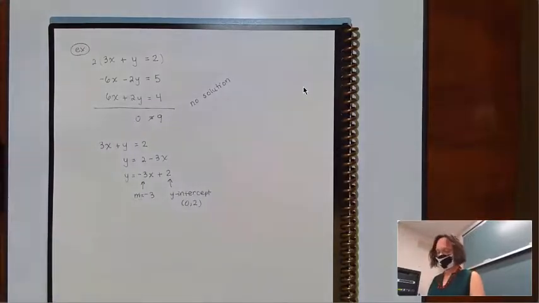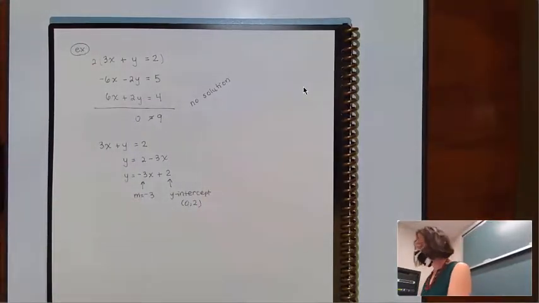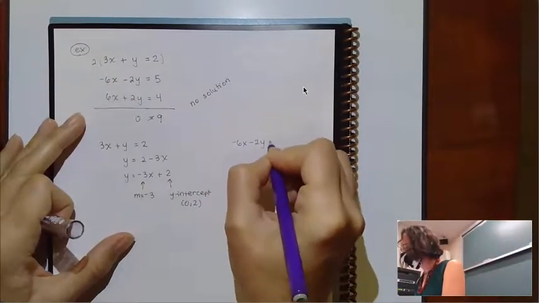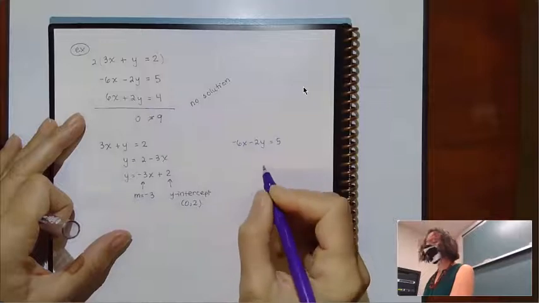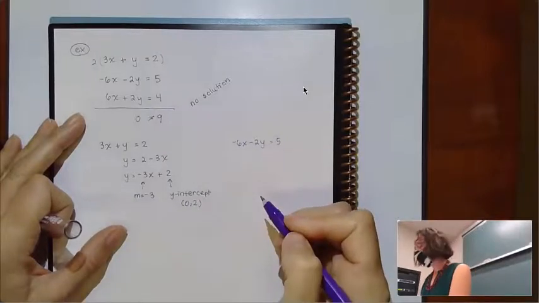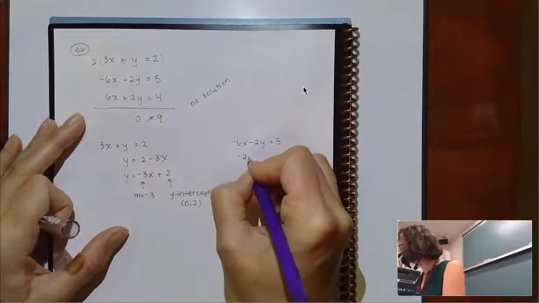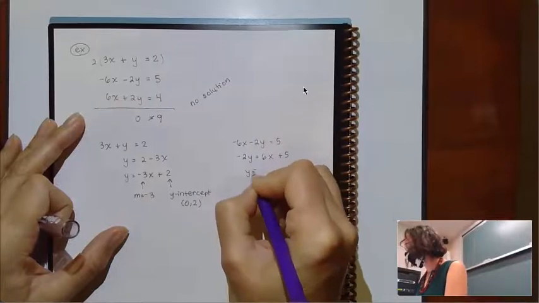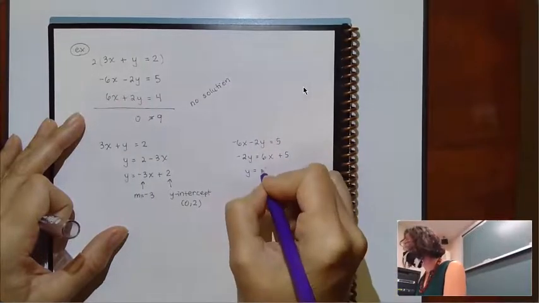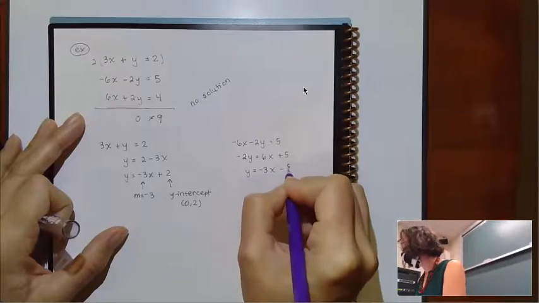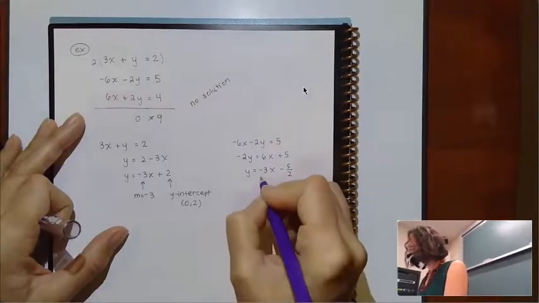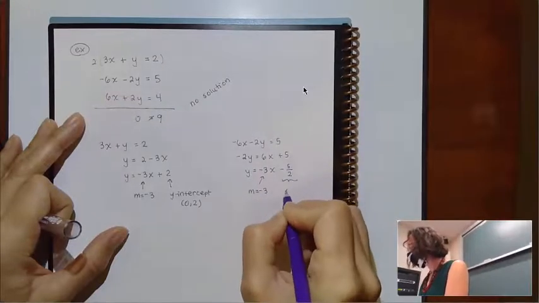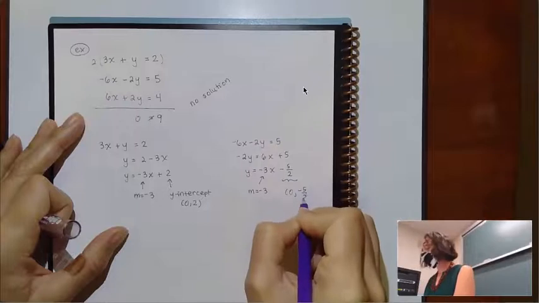Well, if I take our other equation, negative 6x minus 2y is equal to 5, and I also get this into y equals mx plus b form, I'm going to have negative 2y is equal to positive 6x plus 5. Dividing everything by negative 2, I'm going to get y is equal to negative 3x minus 5 halves. So this has a slope of negative 3 and an intercept of negative 5 halves.